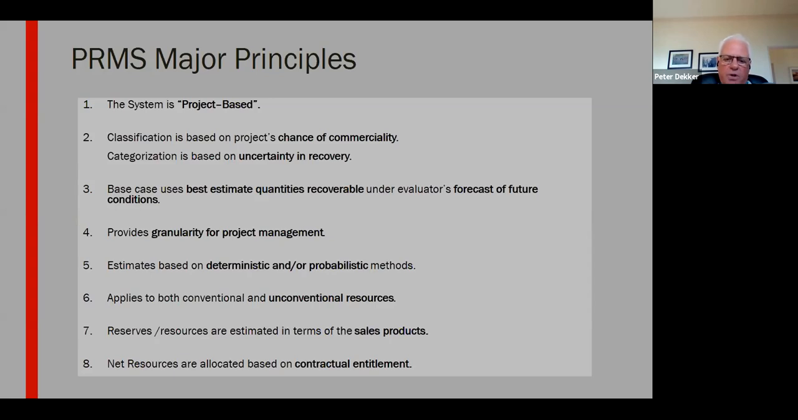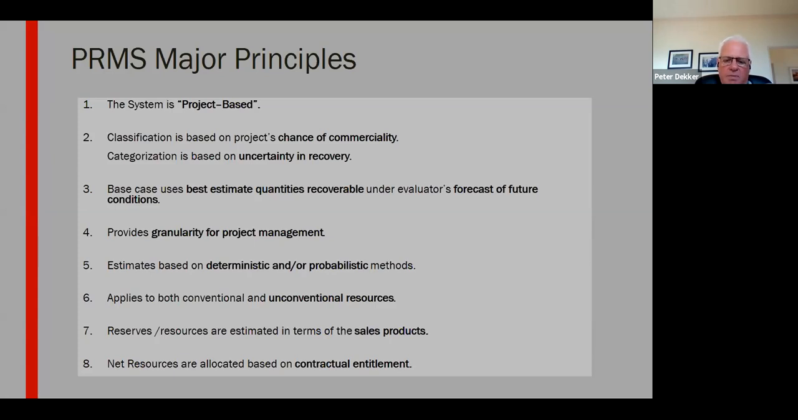It provides granularity for project management, and it estimates based on deterministic and/or probabilistic methods. In recent years, we have moved much more towards the probabilistic methods, especially in exploration and appraisal. Once you come to production, there are still quite a lot of deterministic methods used, but you can already see in production that more and more evaluators start using probabilistic methods to calculate the volumes in place. It applies both to conventional and unconventional resources.